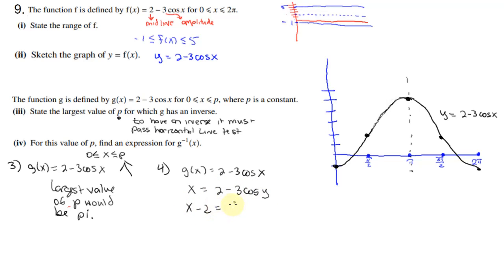Just switch the x's and y's, and then solve for y. So we're going to get the y by itself. We're going to subtract the 2, divide by -3, or multiply by 1/3. And then to get the y by itself, we're going to take the inverse of cosine. So it's going to be cosine -1, and now I can switch places and put this inside there, and that's going to equal y. And so the y is by itself.